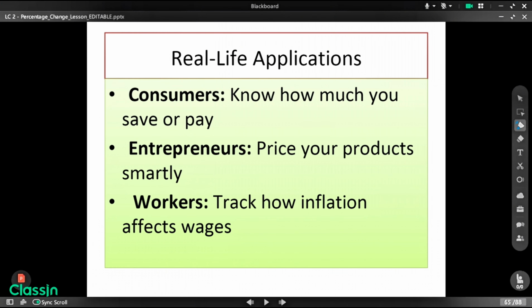Wow, congratulations. The real life application of this lesson is that for consumers, know how much you will save or pay. And for entrepreneurs, price your products smartly by using the markup. For the consumers, you must know how to compute for a discount. And for the workers, track how inflation affects your wages.